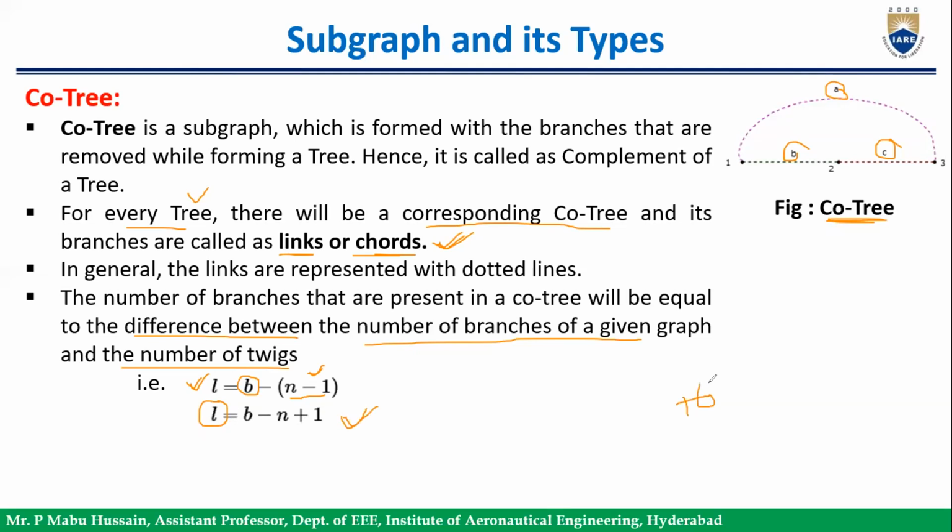For a tree, the total number of branches, which are called the twigs, will be equal to n minus 1. If you have b branches in the main graph, then in a tree you will have n minus 1 branches. Now if you subtract these two, the remaining branches will be the branches of your co-tree. So b minus (n minus 1) will be the total number of links, or the total number of branches in a co-tree.